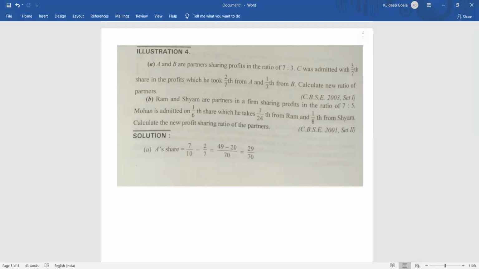First one, A and B are partners sharing profits in the ratio of 7:3. The old ratio is 7:3. C was admitted for a 3/7 share in the profit, which he took 2/7 from A and 1/7 from B. So calculate the new ratio.